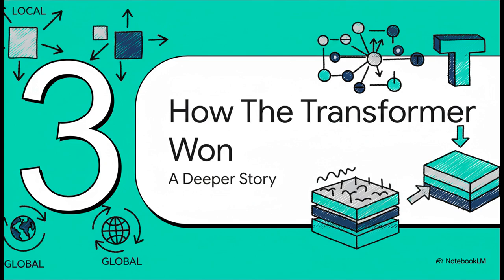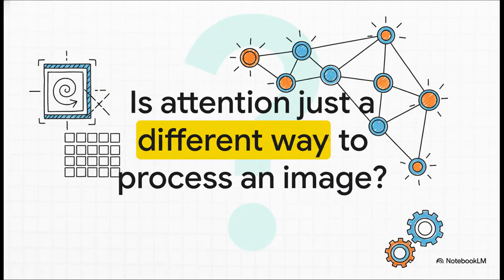But the story of why the transformer completely took over the world of computer vision, well, it goes a little deeper than just that. And that brings us to a really crucial question. Is self-attention just a different way to do the same thing as convolution? Is it just a different tool for the same job? And the answer is a big, fat no.